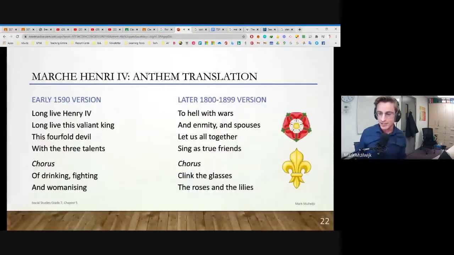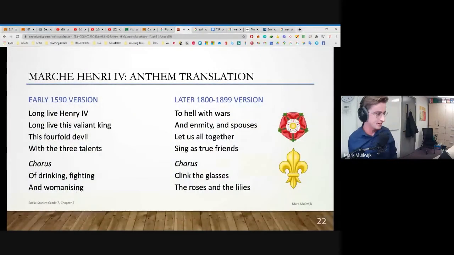And if you think these guys had no humor, think again. The early version says, long live Henry the Fourth, long live his valiant king. This fourfold devil with the three talents. I'm sure they're referring to some kind of myth here about the king. Anyways, of drinking, fighting, and womanizing goes the chorus. But the later version of this anthem goes, to hell with wars and enmity and spouses. That's right, to hell with spouses.